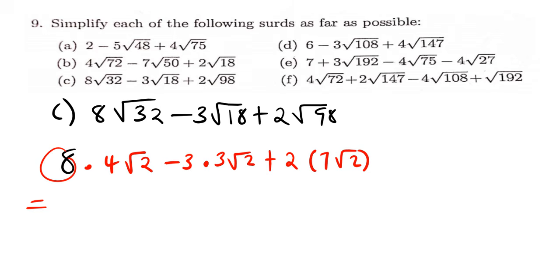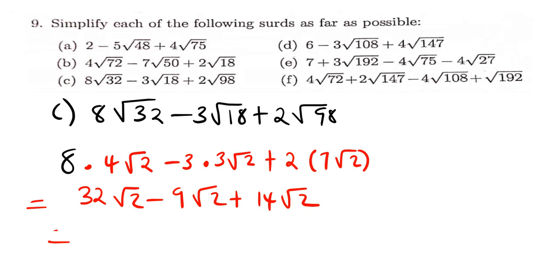8 multiplied by 4 will give us 32. Then root 2 minus 3 multiplied by 3 is 9 root 2, plus 2 multiplied by 7, which is 14 root 2. Since all of them have got root 2, we're just supposed to subtract and add. 32 minus 9 plus 14 gives us 37. You can confirm root 2. So basically that is how we solve this one.